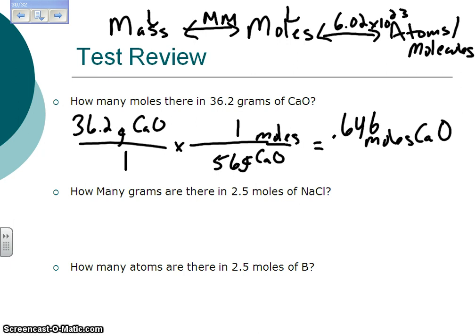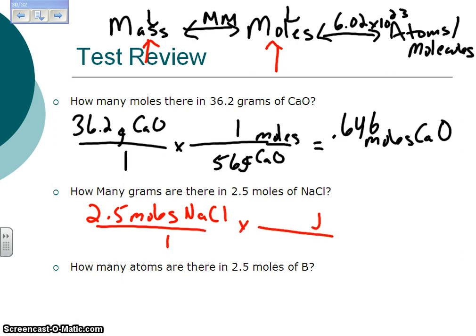Okay, the next problem. We're looking at how many grams there are in 2.5 moles of a substance. So our starting point is moles. We want to go to grams. It's a one-step process. So our starting point is 2.5 moles of NaCl. We want to go to grams. So grams will be on top, mole will be on the bottom. 1 always goes next to mole. NaCl is 58.5 grams. 23 for sodium, 35.5 for chlorine.